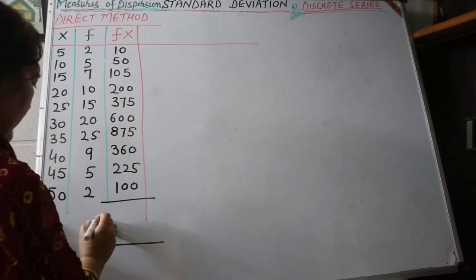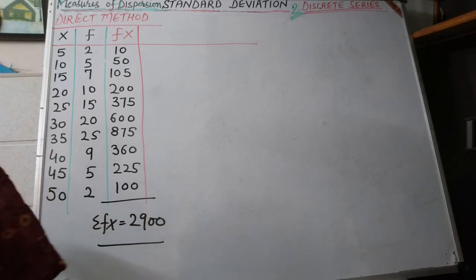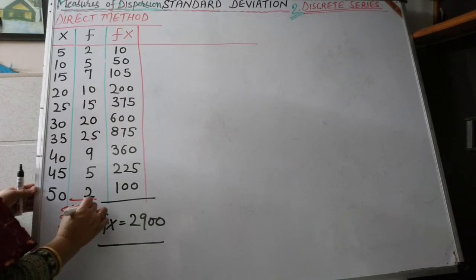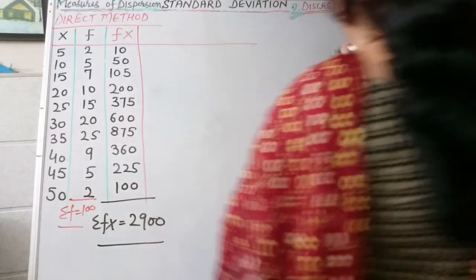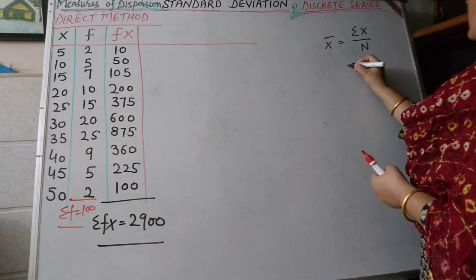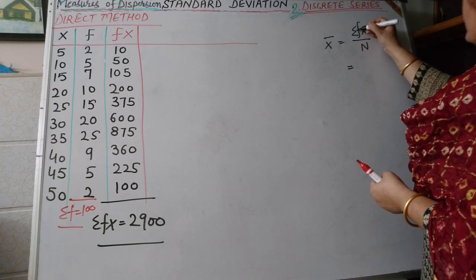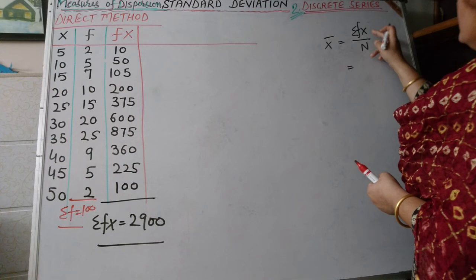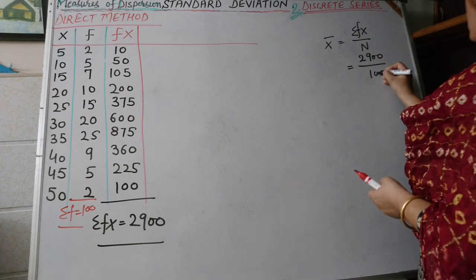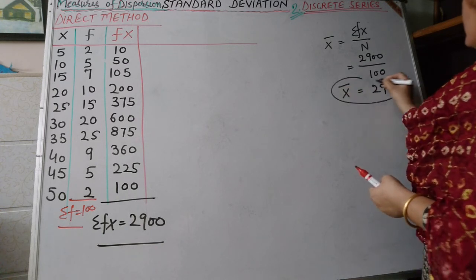Let us calculate the value of sigma fx, that is 2900, and sigma f is equal to 100. So the arithmetic mean is equal to summation x divided by n, that is sigma fx, not x, fx, because frequency is given. Sigma fx is equal to 2900 and the value of n is equal to 100. So the value of arithmetic mean is 29.